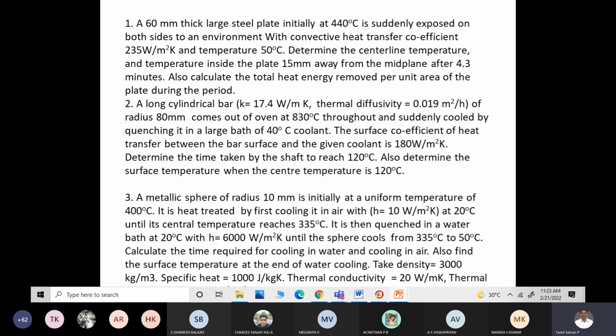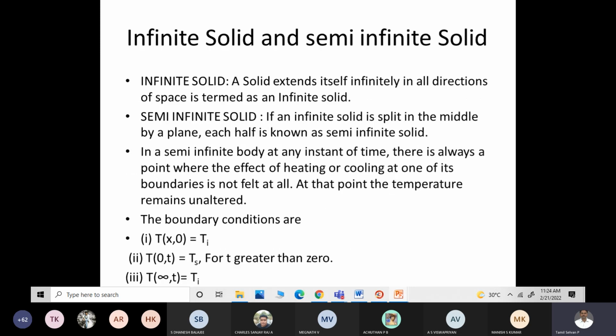In case of infinite solid, the Biot number will be greater than 0.1. So first you have to check the Biot number again. That's one of the significances of the Biot number: whether we have to assume the heat transfer as a lumped system, or whether we have to assume it as an infinite solid. Now, what about the semi-infinite solid?